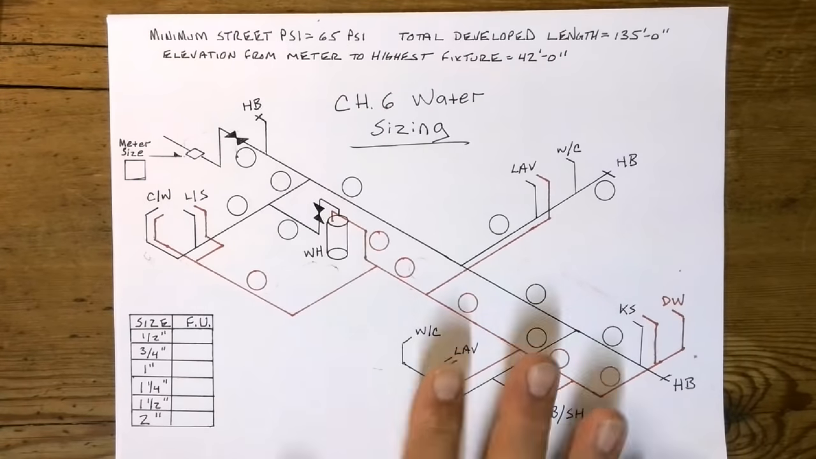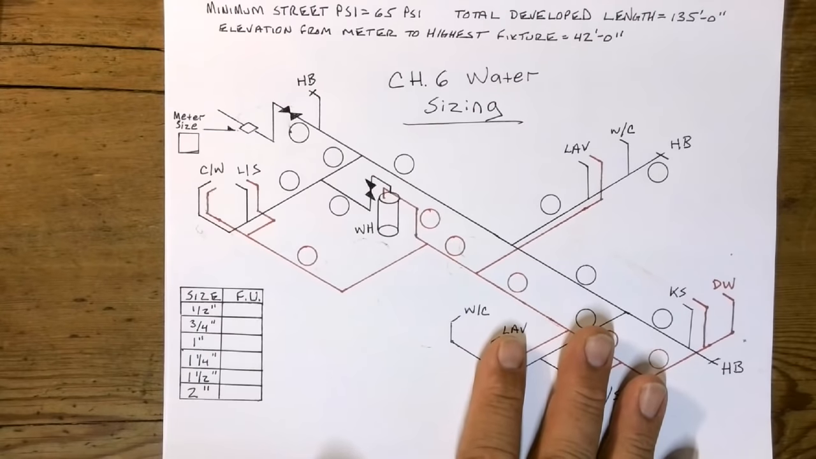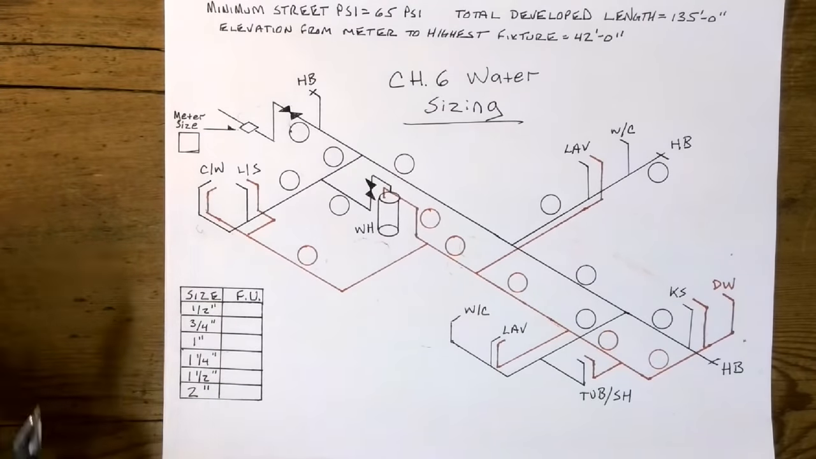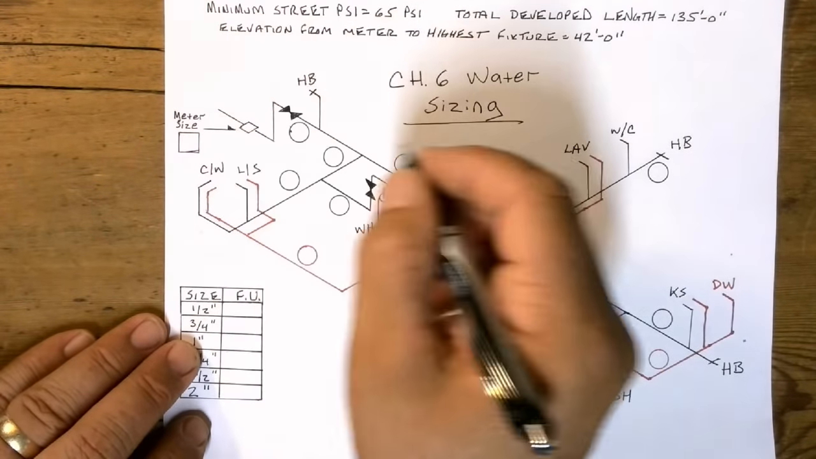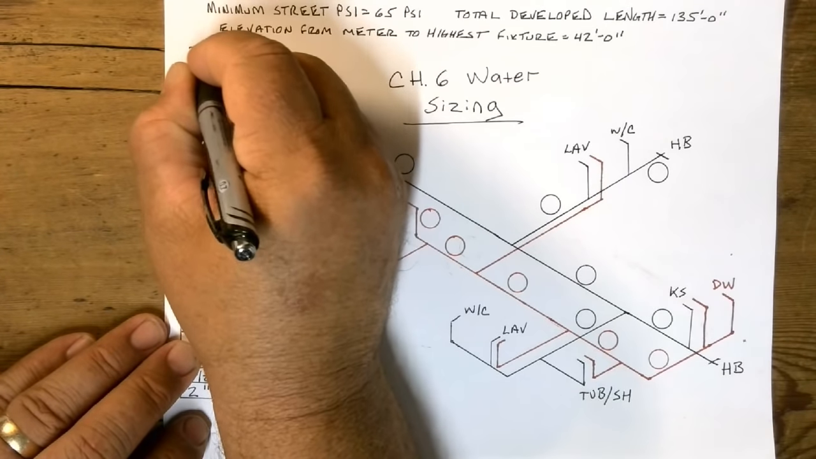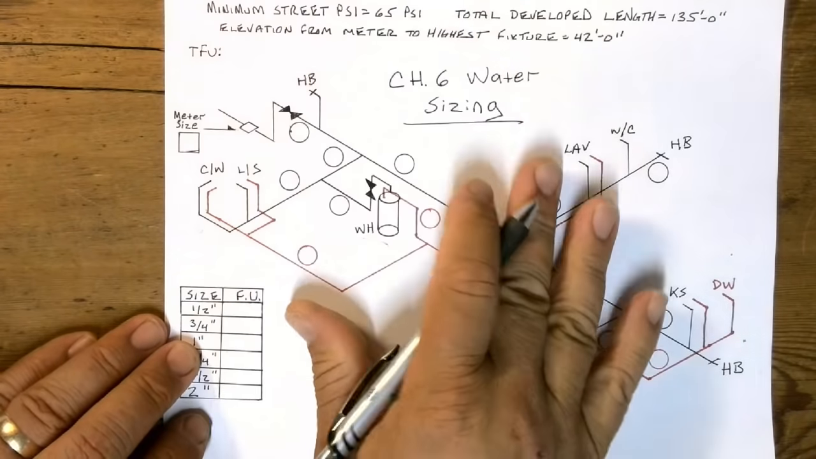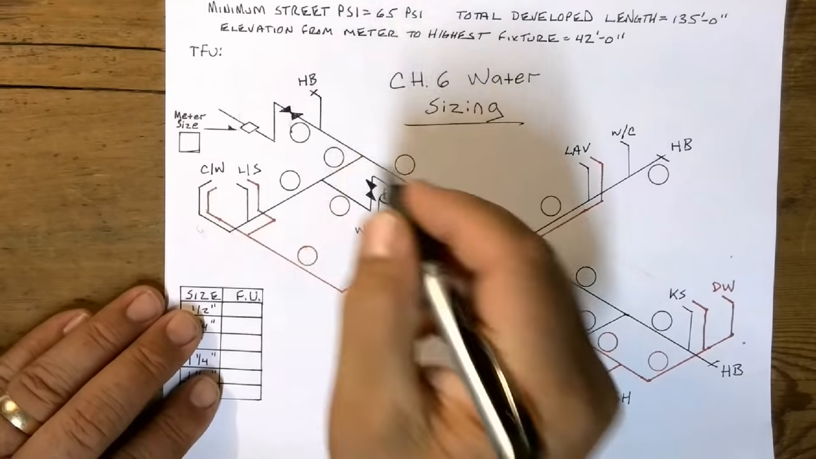We're going to need to look at a column. So I have a total fixture unit value, or a total fixture unit demand, of 22.5, I believe. So my total fixture units is 22.5.